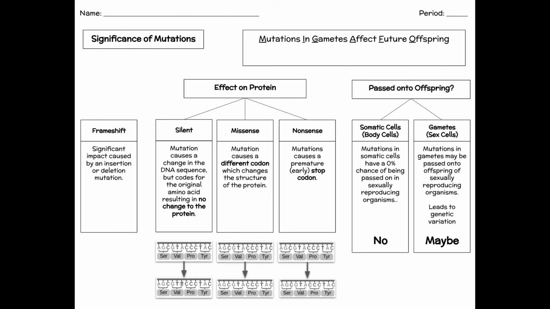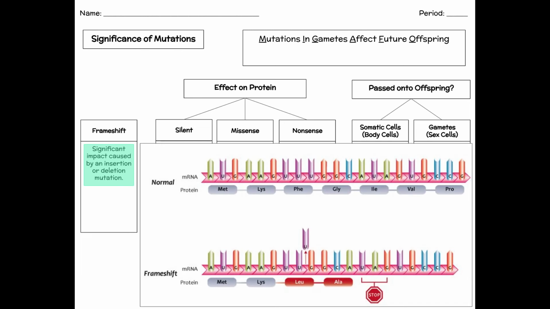Let's talk about the significance of mutations. Since mutations change the code of DNA, they could have an impact on the protein that the sequence codes for. For example, a frameshift mutation, such as a deletion or insertion of a base, can cause a significant impact by causing the loss of one or more amino acids in a protein sequence. Here in the graphic, we can see a deletion that causes an early stop to translation.